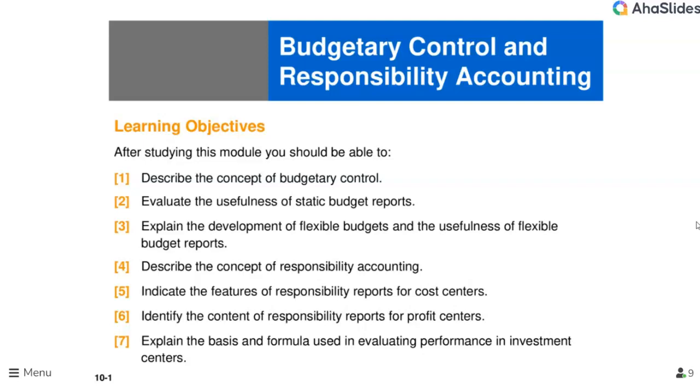Or how do we evaluate the performance of managers? And our topic is basically two parts. First part is generally talking about how we use the budget to control, and that's called budgetary control. And then the last part is how we look at a company in terms of who's responsible for what, and therefore we measure how they're performing based on what they're responsible for. It's basically called responsibility accounting.